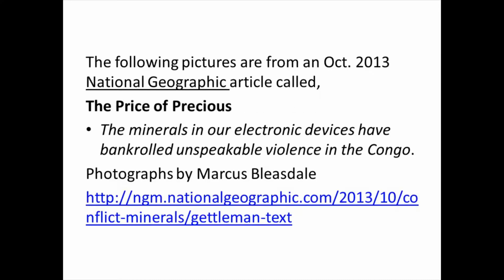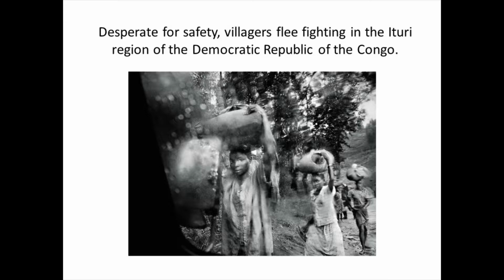So the pieces that I'm going to show you are taken from a National Geographic article that was a really nice summary called The Price of Precious. The minerals in our electronic devices, so in your phones, have bankrolled unspeakable violence in the Congo is one of the big bylines of this article. And there's a link there if you'd like to look at that further. But I'm going to show you a few of the pictures from that article because I thought the photographs were pretty amazing as well. So this first one is Desperate for Safety.